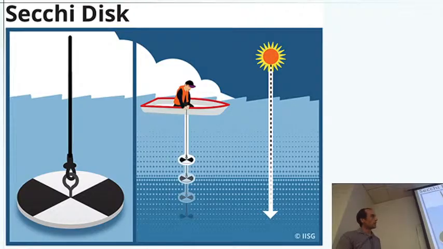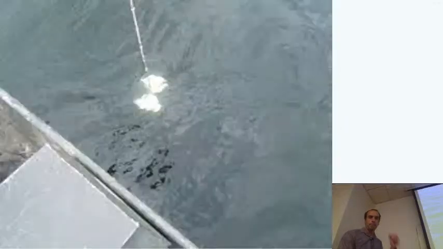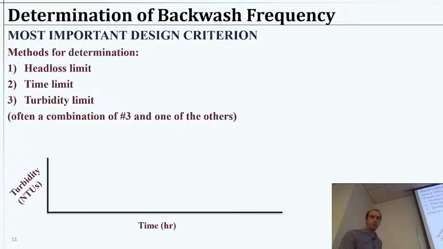So a few ways to measure it. Basically, you're just looking at how far you can see through this water before you can no longer distinguish between things. This little Secchi disc is a common way to do it. Okay, so when we determine our backwash frequency, we're going to use some combination of that head loss, the turbidity, and sometimes maybe we'll just set it all as a time limit based on what we know, how long it is okay to operate these typically in a safe manner.